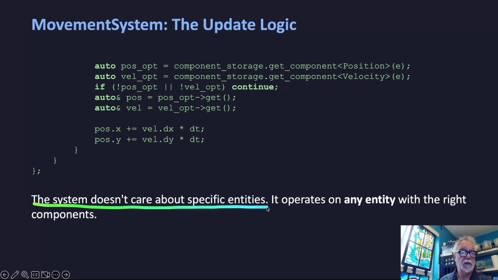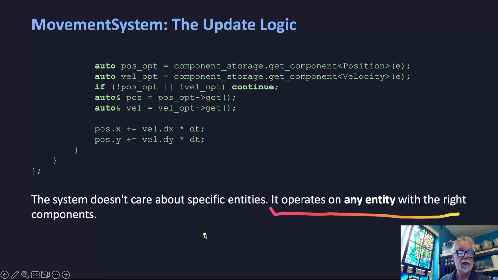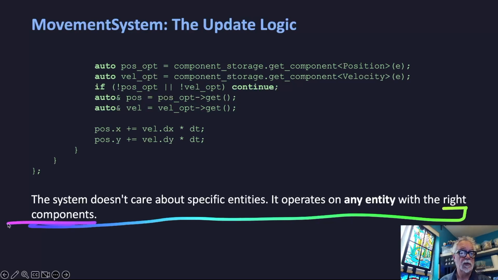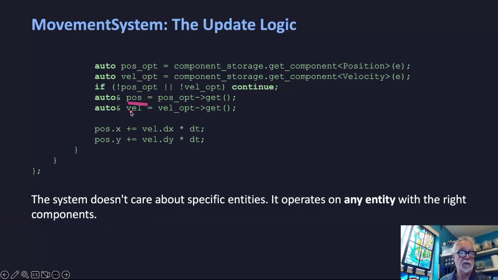We don't care about input. We don't care about what entities are. All we care about is that you have a position and you have a velocity. You could be a player entity. You could be an enemy entity. You could be a background character entity. If you have a position and you have a velocity, this system will take care of it. So this system doesn't care about any entities. It basically does a query with the right components. So if you have the right components, i.e. position and velocity, this system will operate on that.